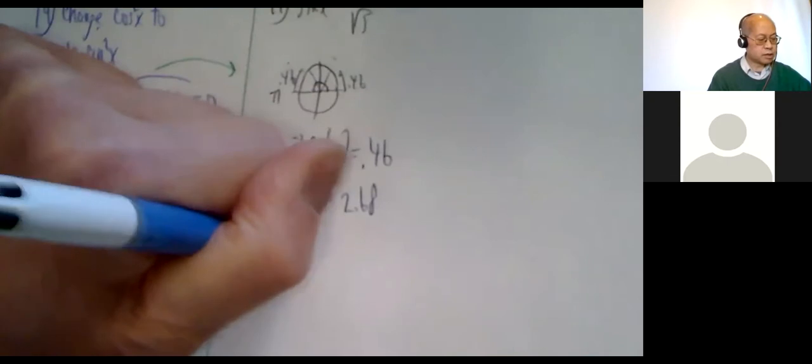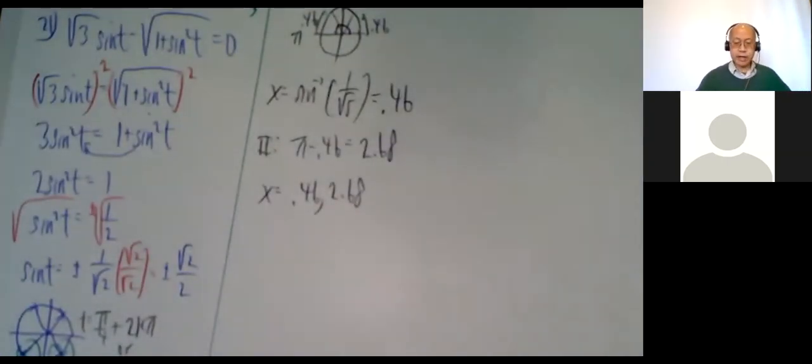All right, so my final answer, the angles are 0.46 and 2.68 in radians. These are radians. Of course, we're not as comfortable in radians as degrees, but that's what we got for that one.